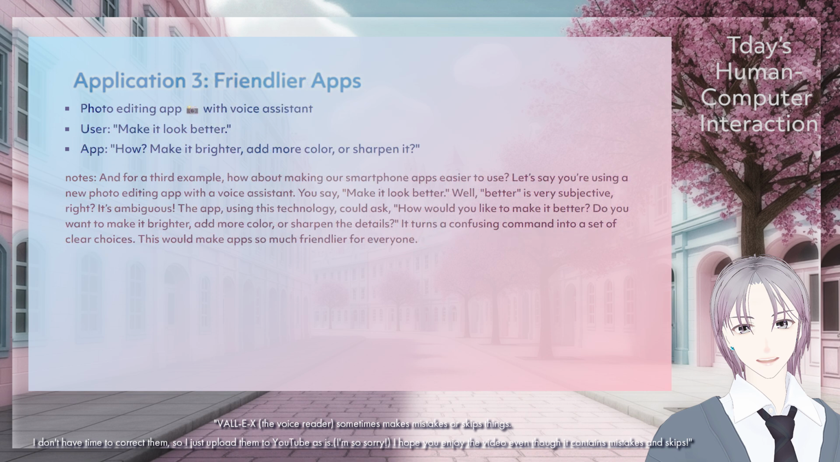And for a third example, how about making our smartphone apps easier to use? Let's say you're using a new photo editing app with a voice assistant. You say, make it look better. Well, better is subjective, right? It's ambiguous. Your app, using this technology, could ask, how would you like to make it better? Do you want to make it brighter, add more color, or sharpen the details? It turns a confusing command into a set of clear choices. This would make apps so much friendlier for everyone.